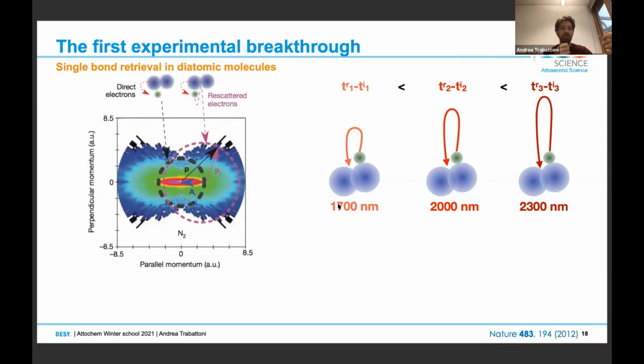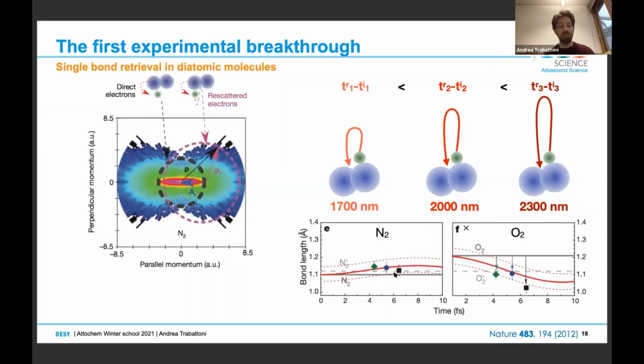If you increase the wavelength, instead of 4 femtoseconds, you will have 5 femtoseconds. And if you increase the wavelength again, this time lapse will be 6 femtoseconds. And you are scanning the time between the ionization and the rescattering. By using this trick, they were able, with an extremely high temporal resolution and a spatial resolution they stated around 5 picometers, to compute the dynamics of the molecular bond after photoionization. So the molecular bond of the ion, both for N2 and for O2.